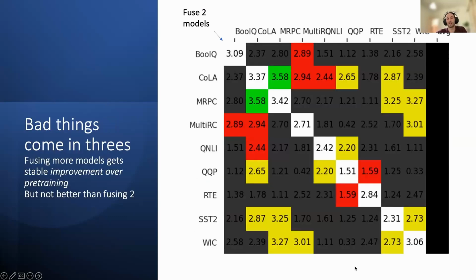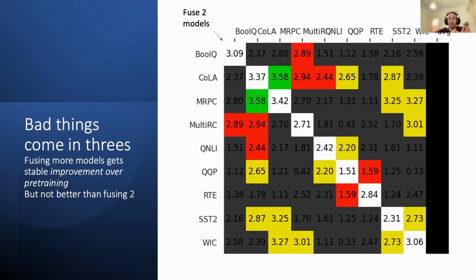Here, what we're doing is taking the best fine-tuned model from before and fusing either one or two models to it. And we see that here fusing two models is better than fusing three models. So we do not get further improvements by adding three models. Note that this does not mean that we are not better than the pretrained. There's a lot of negatives, I'll say it again.